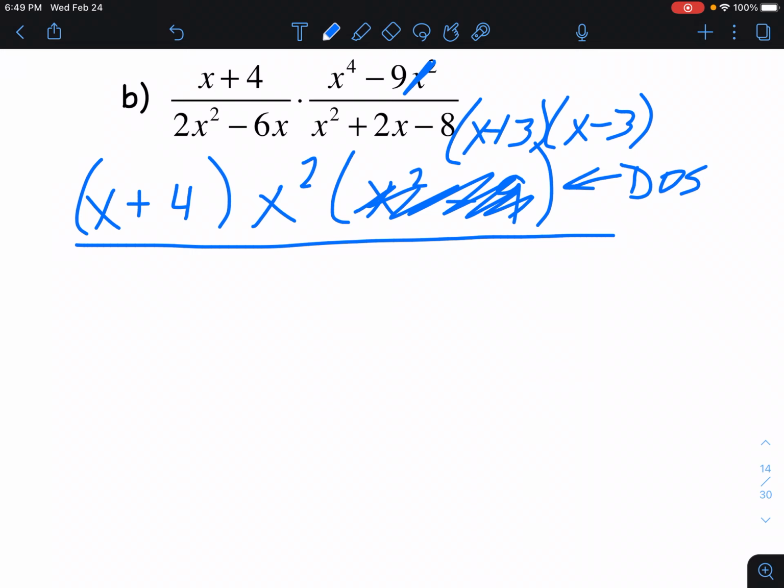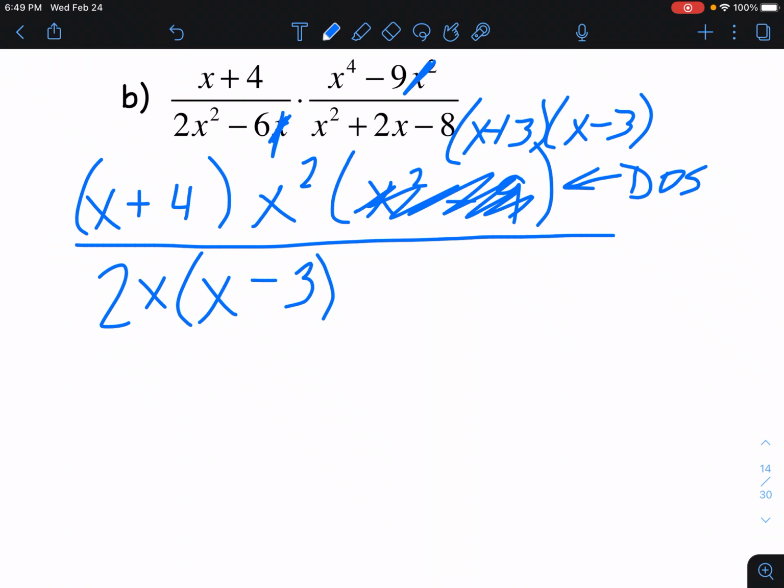Now the bottom left has a GCF. The GCF there is 2x. And then we're going to carefully divide by the 2x. So 2x to the second divided by 2x is x. Then minus 6x divided by 2x would be 3, and the x is canceled. Don't have a 3 with an x. Do not have an x with the 3.